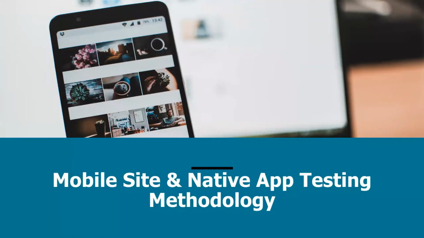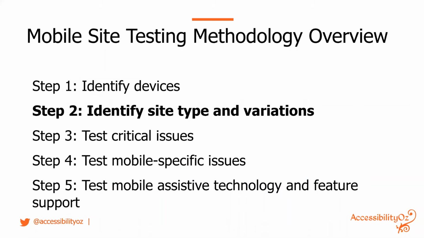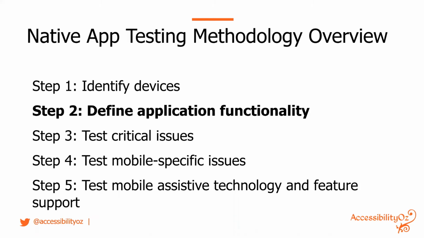So let's talk about the methodology itself. The mobile site testing methodology has 5 steps. It's very similar. The only step that's different to the native app methodology is step 2. So step 1 is identify devices. Step 2 is identify site type and variations. Step 3 is test critical issues. Step 4 is test mobile specific issues. And step 5 is test mobile assistive technology and feature support. The native app methodology, very similar. Step 1, identify devices. Step 2, define application functionality. Step 3, test critical issues. Step 4, test mobile specific issues. And step 5, test mobile assistive technology and feature support.